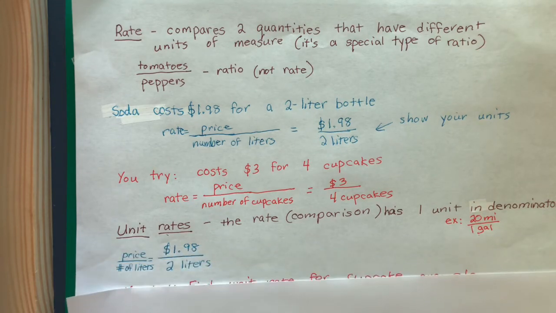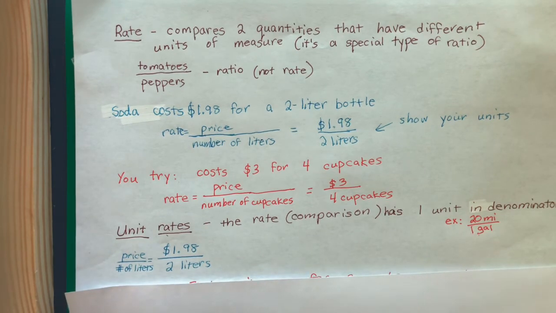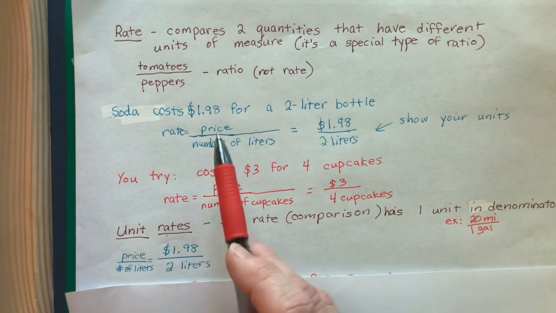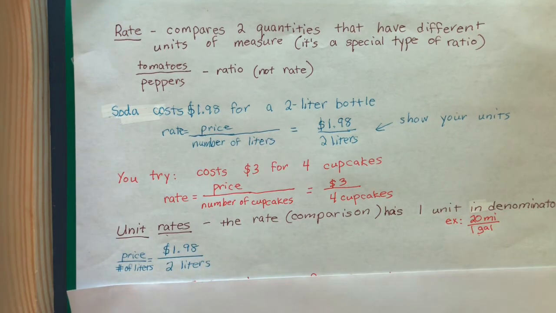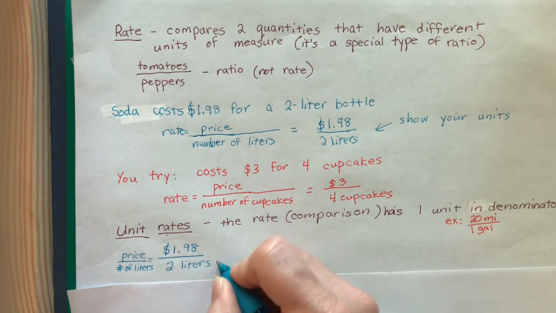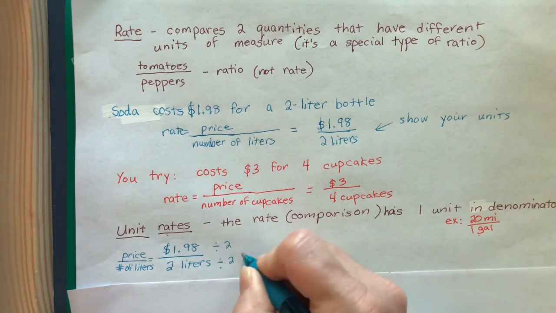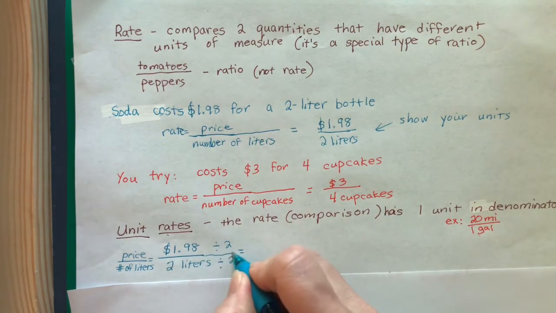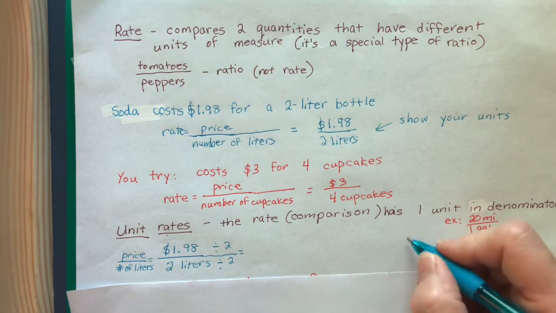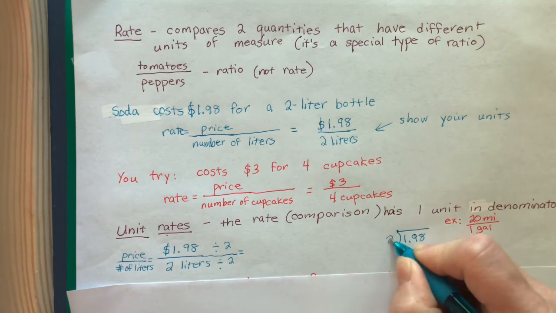Now, how do we figure out a unit rate? That's not really that hard either. What we're going to do is use our scaling. Back to this soda example, if I started with the price and the number of liters, I'm going to use scaling to reduce this so that I have 1 on the bottom. So I'm going to divide both by 2. And if I go over here on the side and do $1.98 divided by 2.